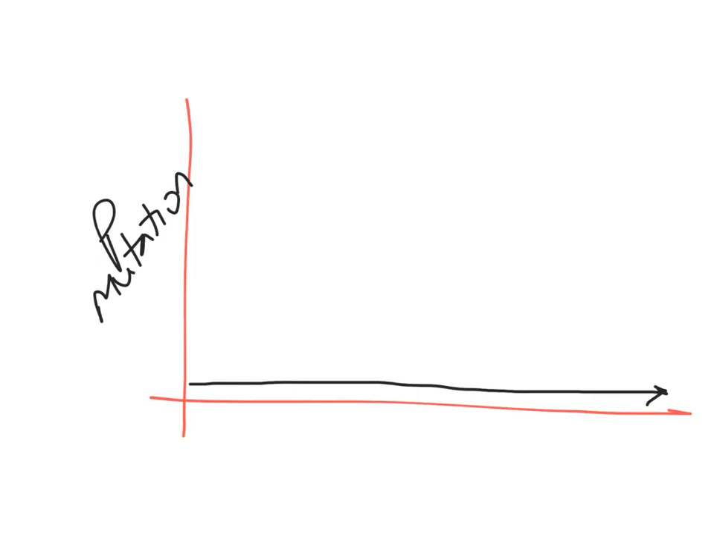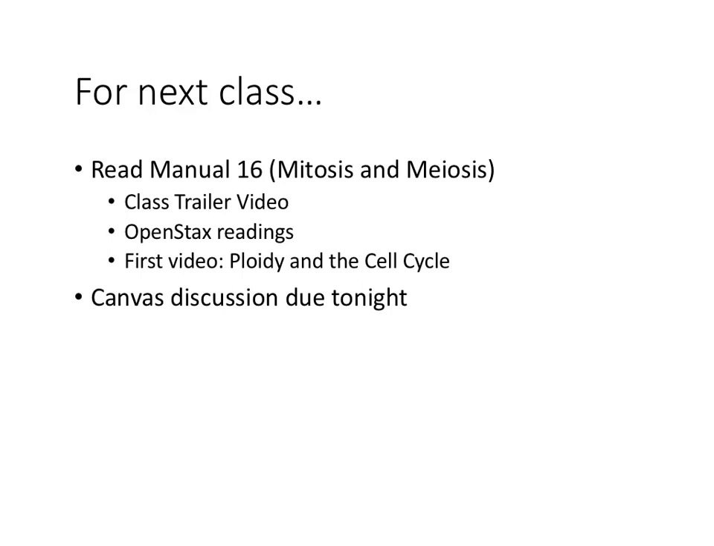So we're going to see next time, we'll get to the case study for the mutation chapter. For now, we'll finish up. And remember, the Canvas discussion is due tonight. For next class, because we're going to get into mitosis and meiosis, please try these first things: the short video, the OpenStax readings, and just the first video that's listed in the ones that I suggest watching. Ploidy and the cell cycle.